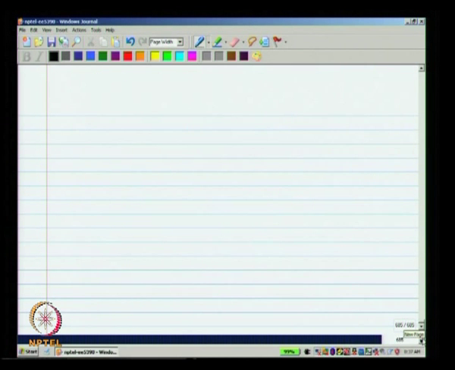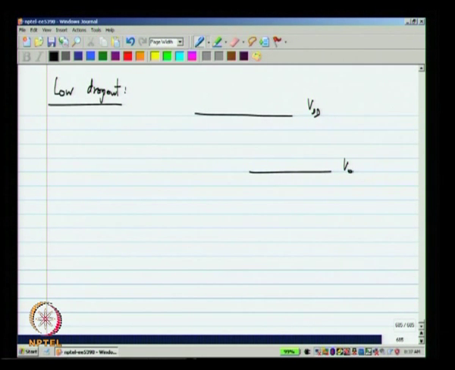So, first of all, if you need a low dropout, that is, we have our supply line and we have the output line, and V out should be able to reach as close to VDD as possible. The best thing we can do is to have a single PMOS transistor between V out and VDD. Let me call this M0.